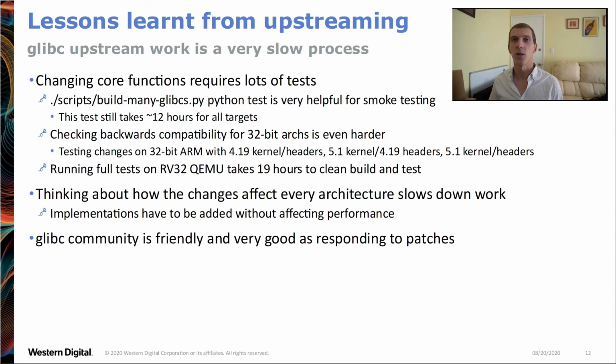And thinking about how these changes affect every other architecture also slows down work. At one point I was making changes to the DEC Alpha architecture. I don't even know how to get access to one of those machines to test it, but you still have to try and make sure you don't break anything and don't affect performance in these architectures. But in saying that, the Glibc community is very friendly and very good at responding to patches and very happy to help. So that has made the process a lot easier.